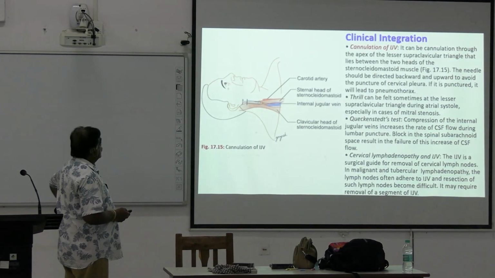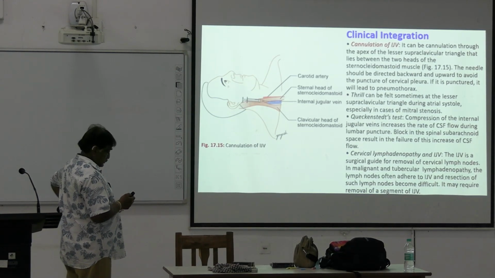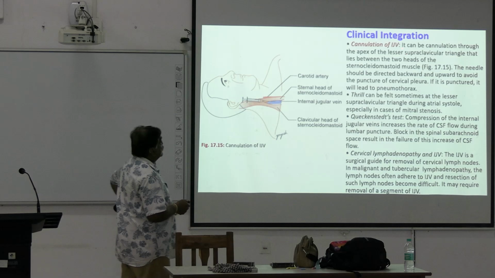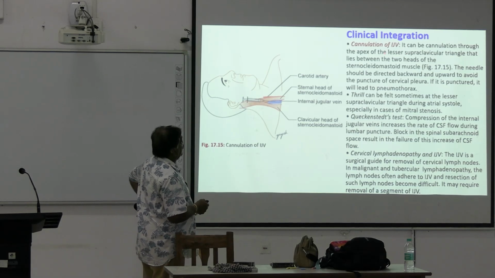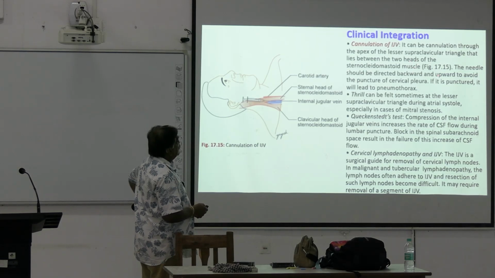Now, cannulation of the internal jugular vein. It can be done through the apex of the lesser supraclavicular triangle, which lies between the two heads of the sternocleidomastoid. The needle should be directed backwards and upwards to avoid puncture of the cervical pleura. If it is punctured, it will lead to pneumothorax.